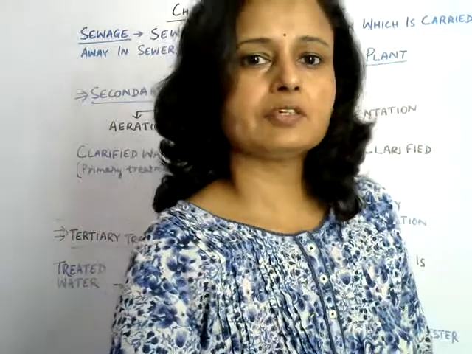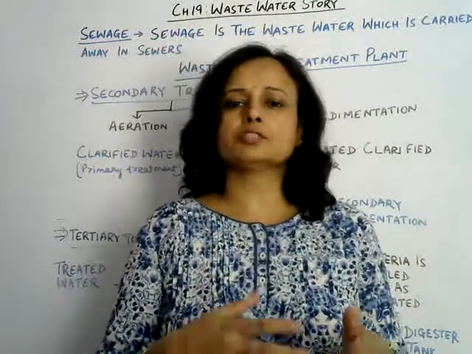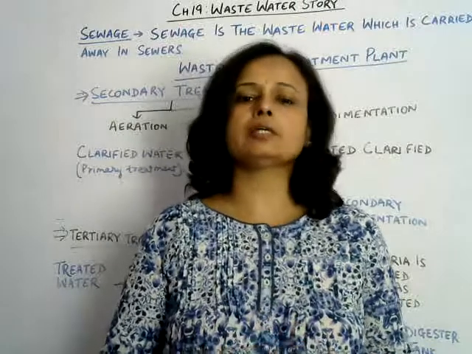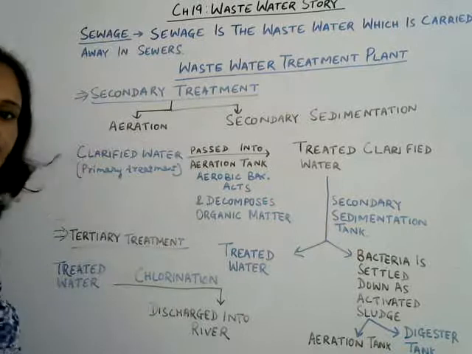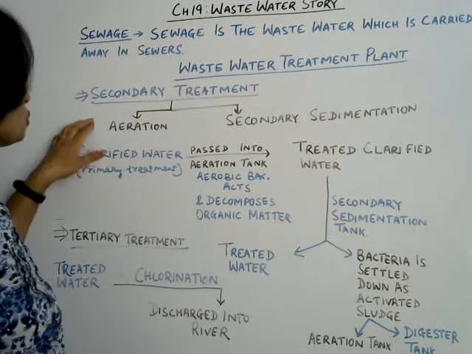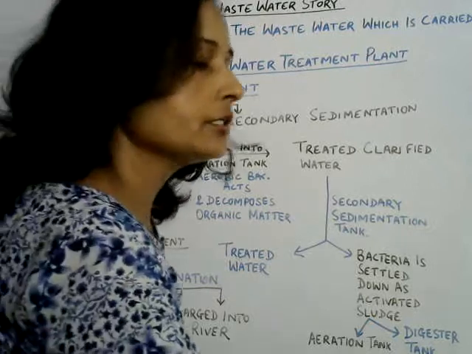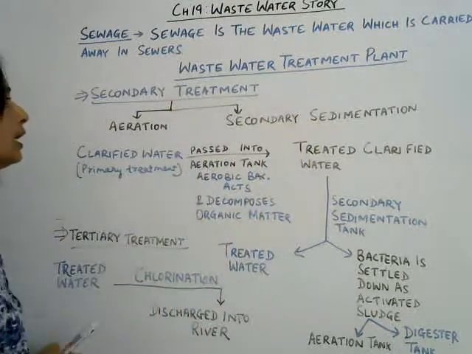Hello everyone, now we are going to learn the second step of the wastewater treatment plant for treating water, that is secondary treatment, and the third step, that is tertiary treatment. Okay, so there are two steps found in secondary treatment. What are those? Aeration and secondary sedimentation.